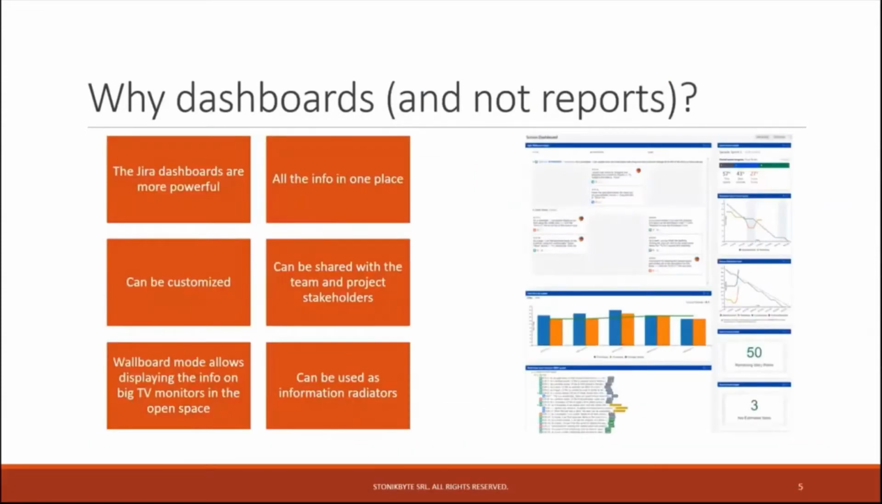Why dashboards and not reports, for example? This was one of our initial questions when we started to build this app. We had to choose between dashboard gadgets and reports. In our opinion, the Jira dashboards are much more powerful than the reports, because they can be customized. You can have all the info in one place, and dashboards can be shared with the team and with project stakeholders, with management. So this way you create a lot of transparency, and you can use these dashboards as information radiators, for example, to make the teamwork visible to everyone in the company.